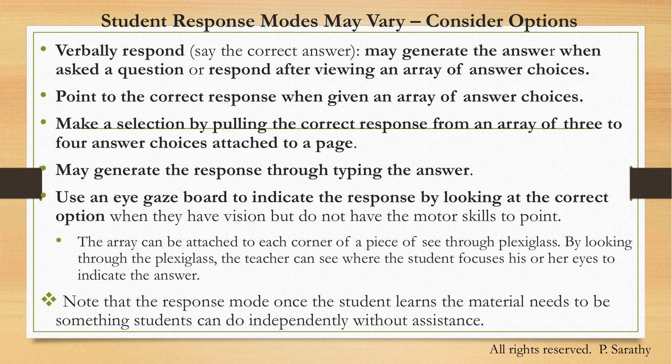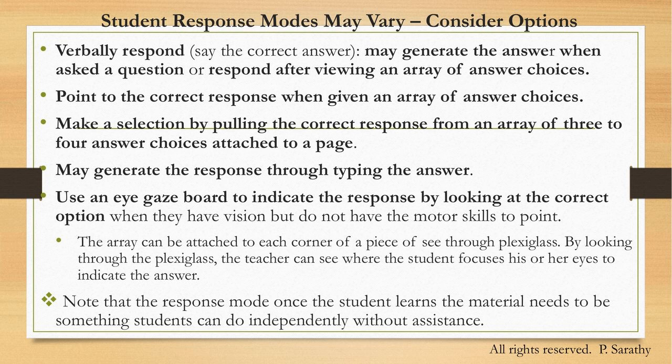Is the student able to verbally respond to a question? Or is the student able to verbally respond looking at an array of answers which provides him with the cue? Is the student able to point to the correct response, not able to verbally respond, but given an array of choices? Is the student able to make a selection, pulling the correct response from an array of choices? And again, in terms of the array of choices, the ideal number is maybe 4, with 1 correct response, 1 plausible response, and 2 incorrect responses that are totally unrelated to the question.